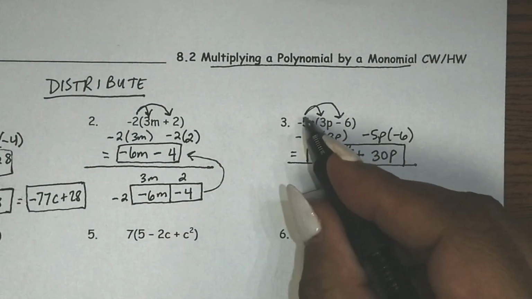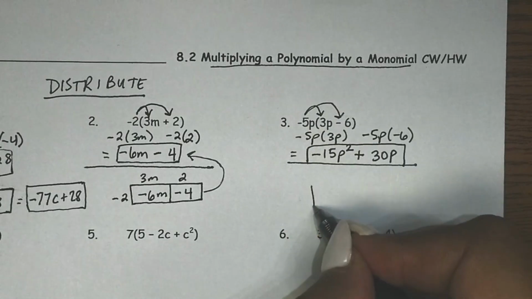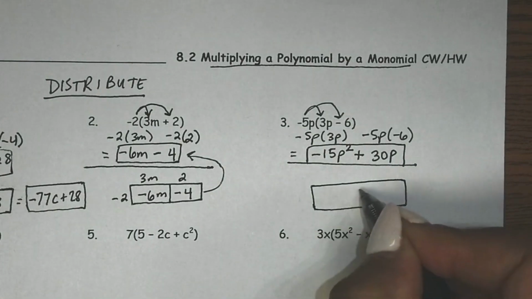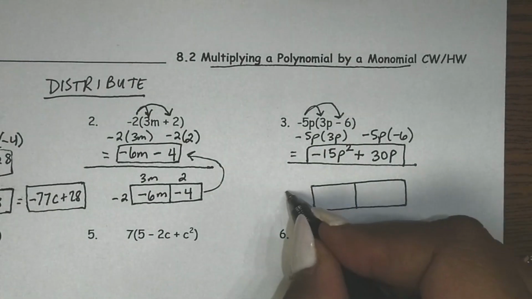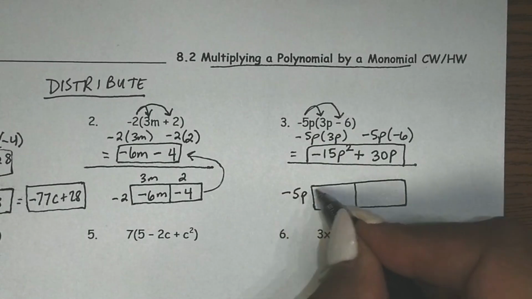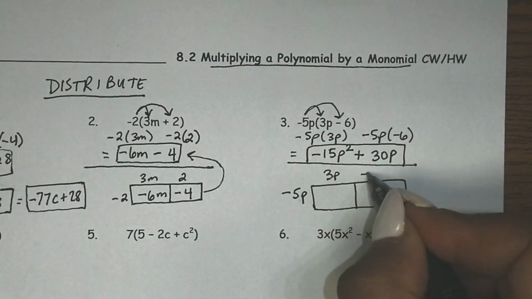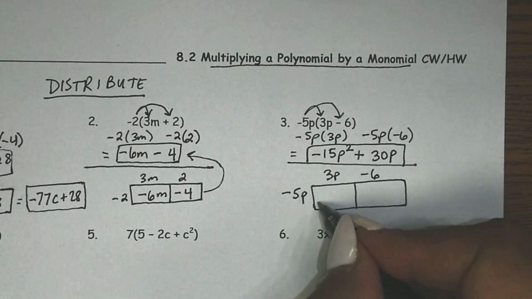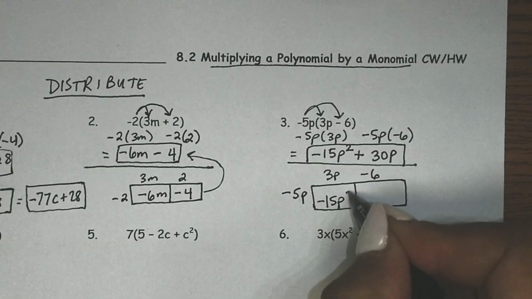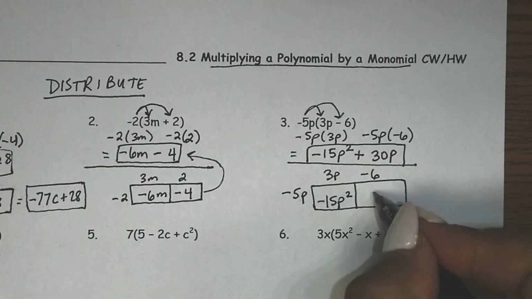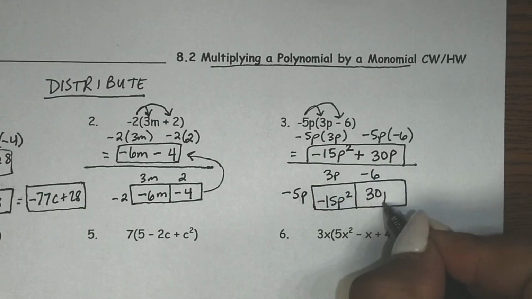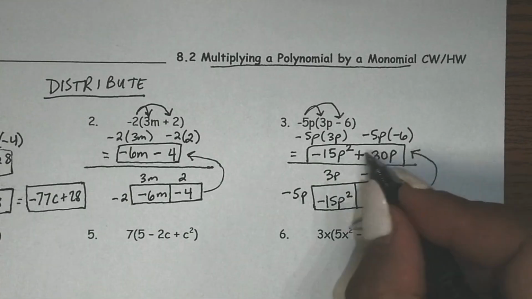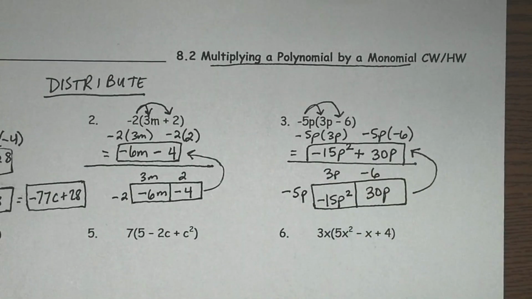Now, this is a 1 by 2. So again, if you're going to do this with the box, go ahead and put the -5p on the side and put 3p minus 6 on the top. Multiply 3p and -5p, you get -15p squared, and multiply negative 6 times negative 5p, and you get positive 30p. This is the same thing as that. Take it out of the box, write it, and you're done.